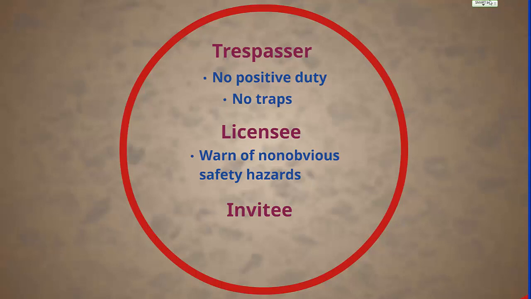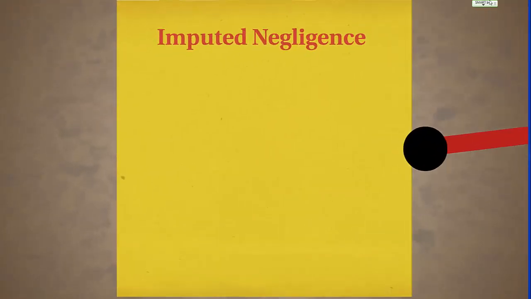To the invitee, you owe the highest level of duty. The duty to the invitee is to keep the premises safe. An invitee is someone who comes onto your property for your mutual benefit, such as a customer or a service person. Now let's look at some other related concepts.